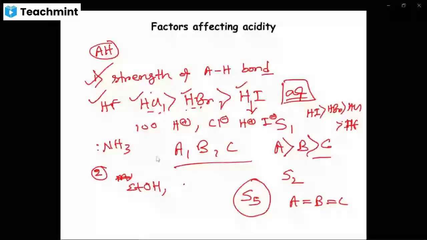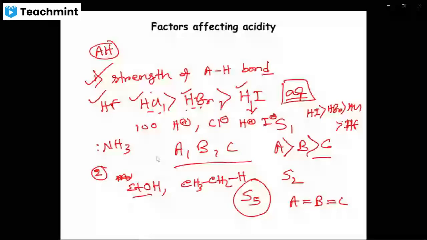Okay, so if you have to compare between ethanol and, let's say, so the first point we discussed is the strength of the bond, the AH bond. The next thing will be, let's say you have to compare between ethanol and ethane, CH3CH2H. So can you tell which hydrogen will be more acidic, the hydrogen here or the hydrogen here?